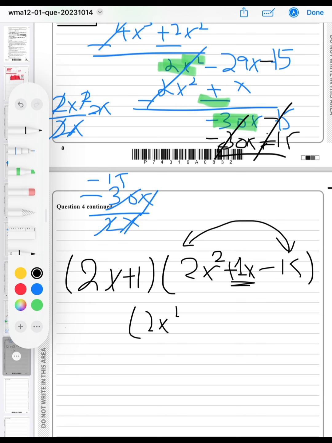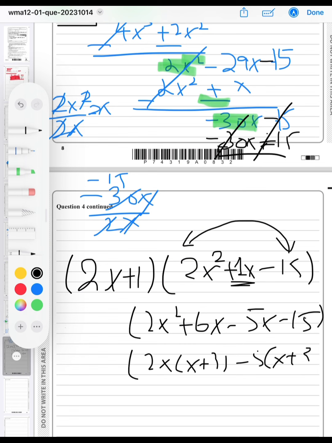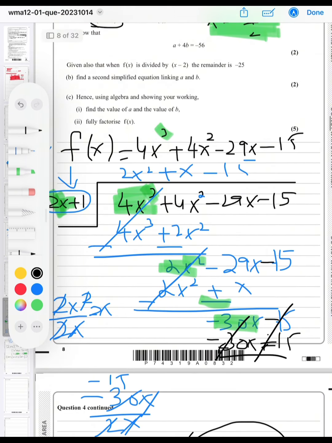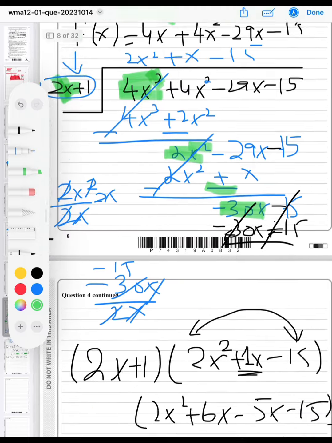So 6x and minus 5. And now taking the common, 2x is the common, x plus 3 and minus this. And remember, in factorization these numbers must be the same. So now x plus 3 is the common, and the remaining is 2x minus 5 and 2x plus 1. There you go. So now we've fully factorized this thing. Okay, so this question is done.